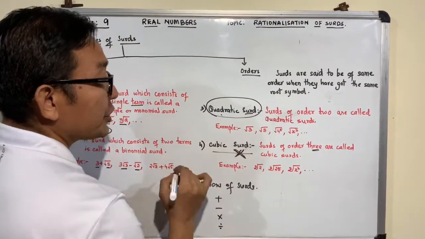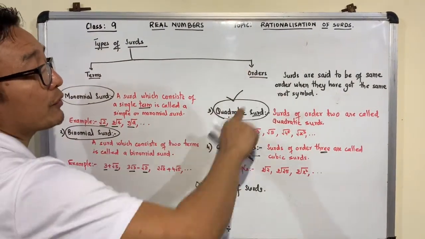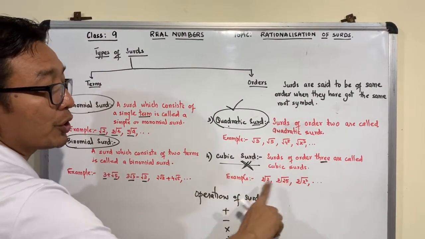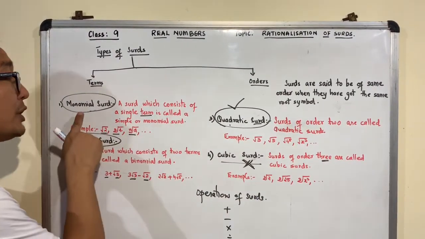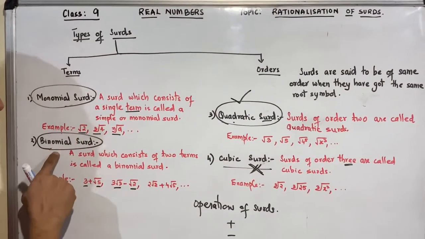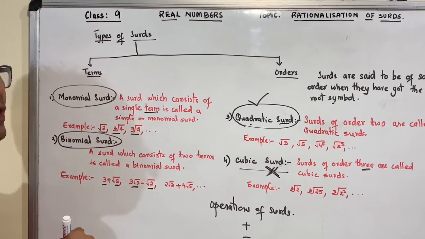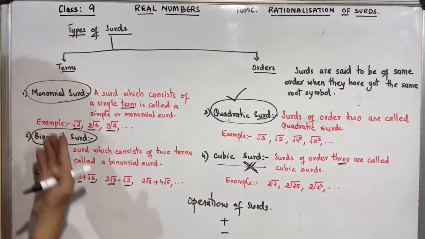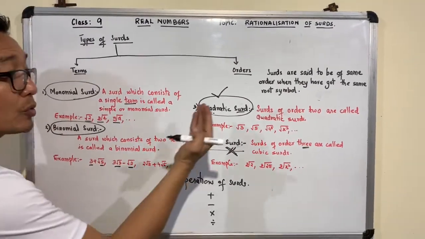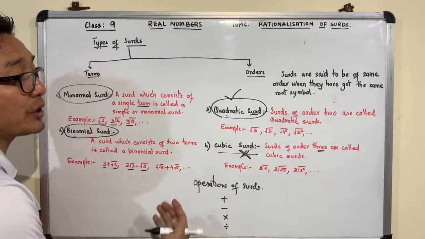We are talking about quadratic surds. Rationalization of quadratic surds, whether a square root or a cube root, involves monomial surds and binomial surds, with the quadratic and the binomial conditions and operations.